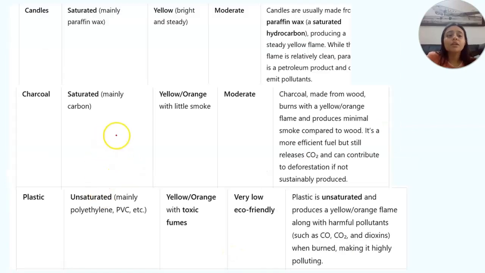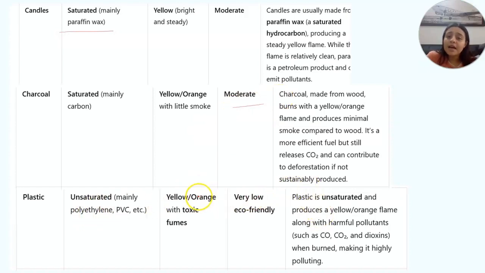Now when we talk about the candles, it is saturated because it is made up of paraffin wax, which is quite eco-friendly. Okay. And that is why we make use of candles more and more. Then the charcoal is a saturated hydrocarbon. It gives out a yellow-orange flame with little smoke, and it is moderate to the environment.